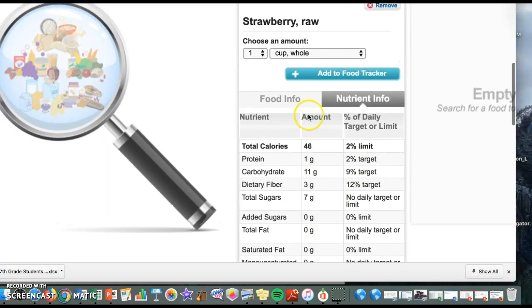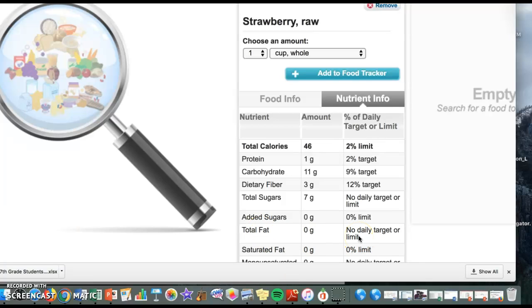So if you eat a cup of whole strawberries, this website's telling you that you will be getting 9% of your carbohydrates, yet only 2% of your protein. Because the percentages are better than just the quantities, because you need different amounts of each of these nutrients, I'm going to recommend that you look to the highest percentage.